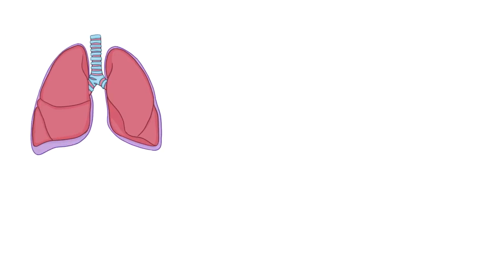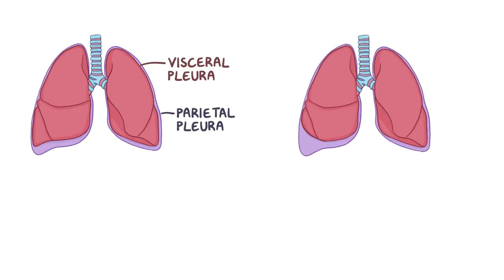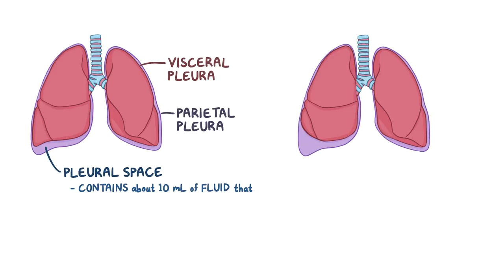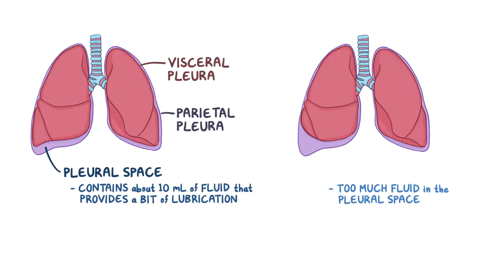Our lungs are covered by two layers of pleura, the inner visceral pleura and the outer parietal pleura. Sandwiched between these layers is the pleural space, which normally contains about 10 milliliters of fluid that provides a bit of lubrication so that the lungs can smoothly expand within the chest cavity without encountering too much friction. Too much fluid in that space results in a pleural effusion, which can actually hinder lung expansion.